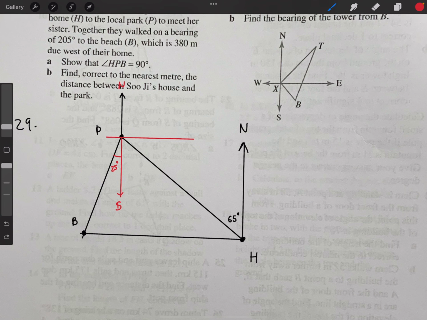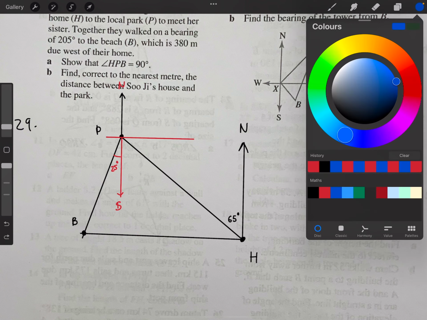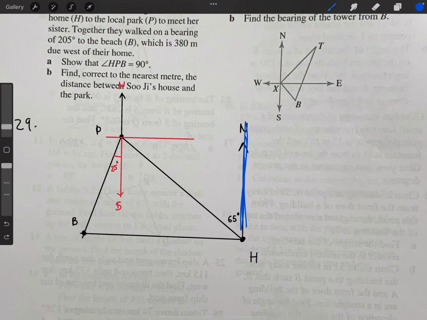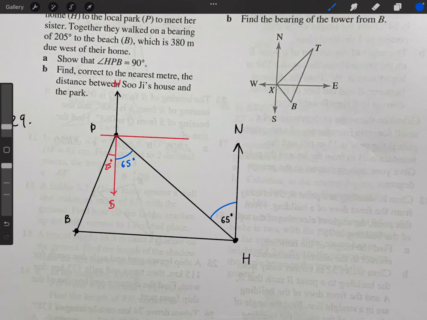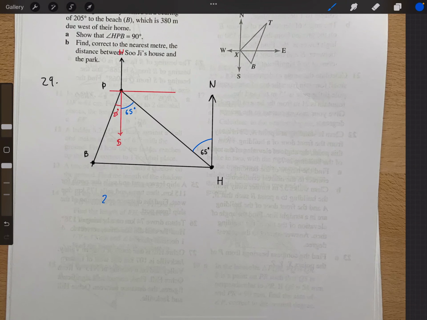Now I'm going to draw this in blue so you can see a bit more clearly. This line and this line are what? Parallel. If they're both parallel, that means that this angle and this angle are equal, because alternate angles, right? So this must be 65 degrees. So 25 degrees plus 65 degrees is equal to 90 degrees. There we go, we proved it.